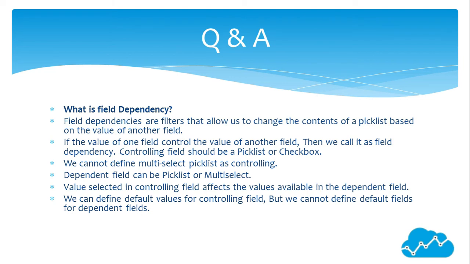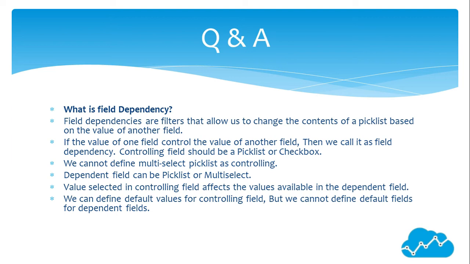Field dependencies are filters that allow us to change the contents of a picklist based on the value of another field. If the value of one field controls the value of another field, then we call it field dependency. The controlling field should be a picklist or checkbox.